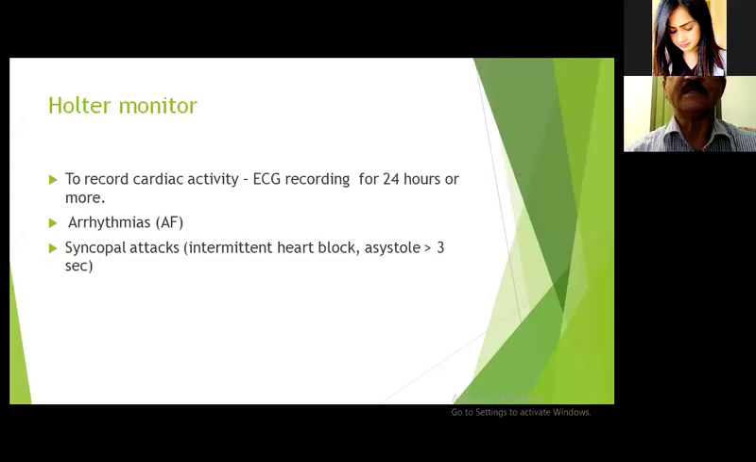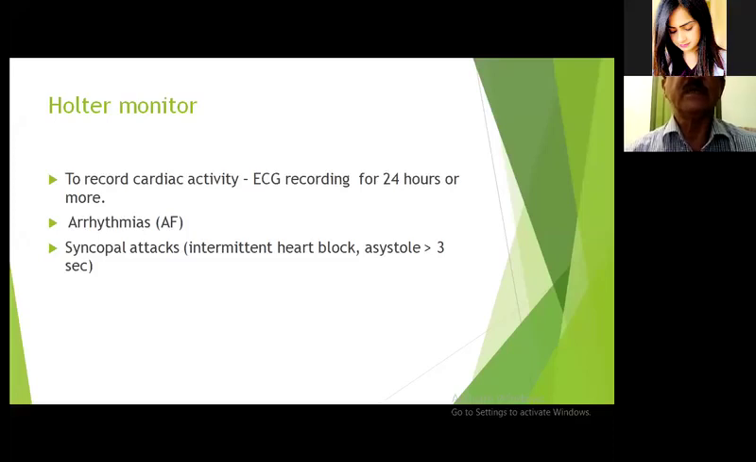It can detect arrhythmias like atrial fibrillation. Sometimes there's a stroke in patients and we don't find any cause. So there could be paroxysmal atrial fibrillation, AF, which can be picked up from the Holter monitor.